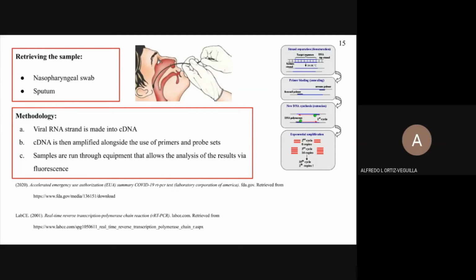And since the fluorescent molecule is not beside the quencher, it is constantly emitting fluorescent light, which eventually accumulates in its surroundings as we replicate the DNA strands more and more. And this specifically is what scientists use to analyze whether the patient is positive or negative for the coronavirus.